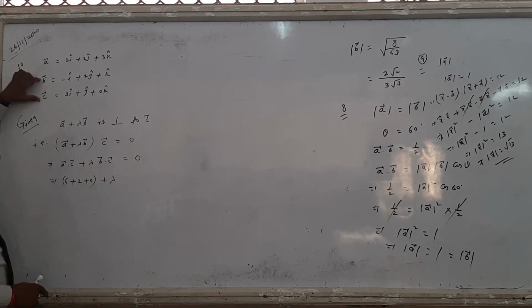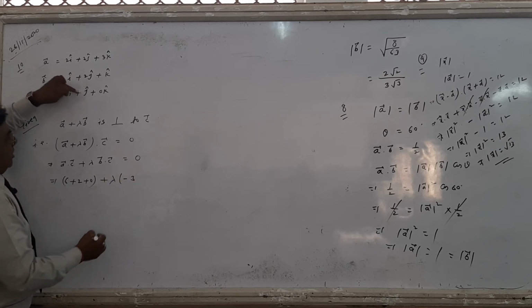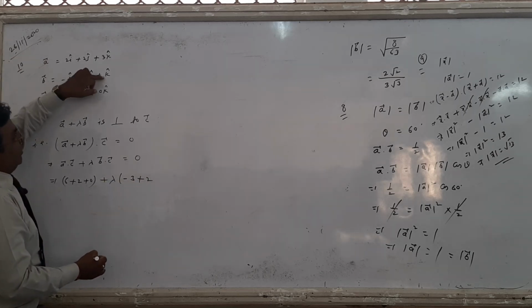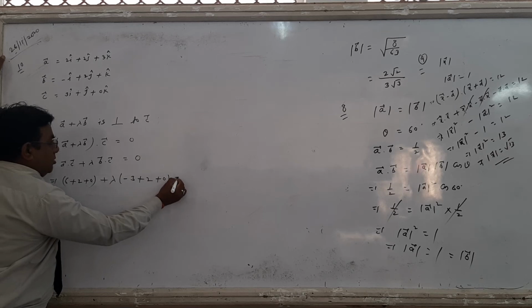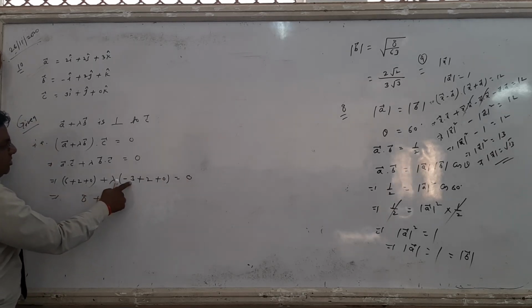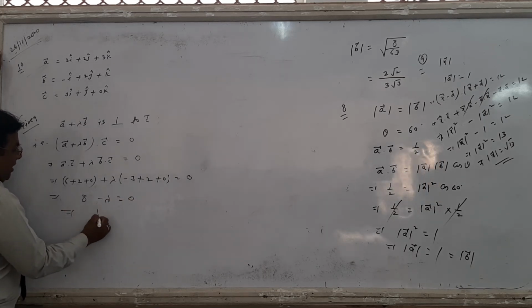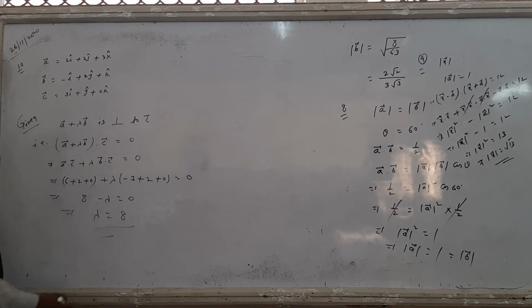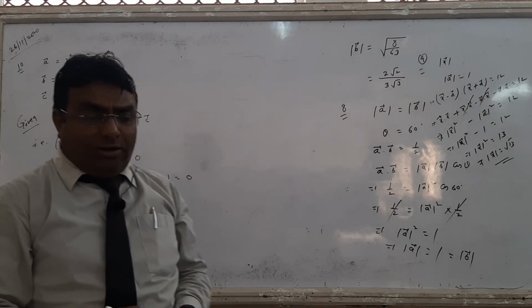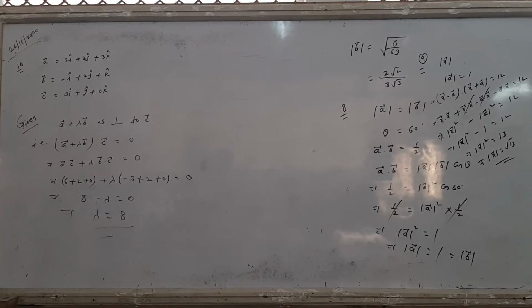This is b and c. So again the dot product: minus 1 into 3 is minus 3, 2 ones are 2, and 1 into 0 is 0, equals 0. Now look here: 6 plus 2 is 8, and minus 3 plus 2 is minus lambda. So the value of lambda is 8. So students, the condition for two vectors to be perpendicular is that a dot b equals 0.